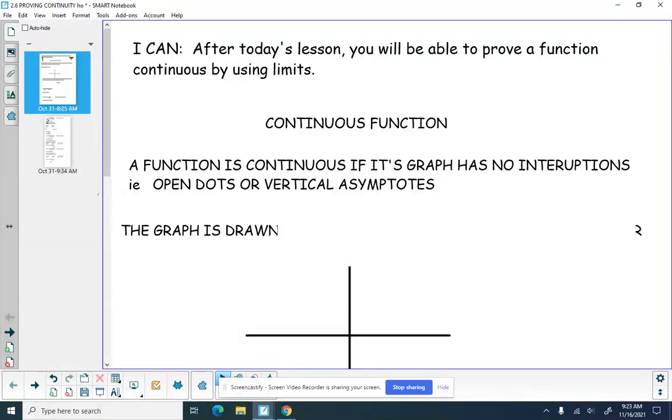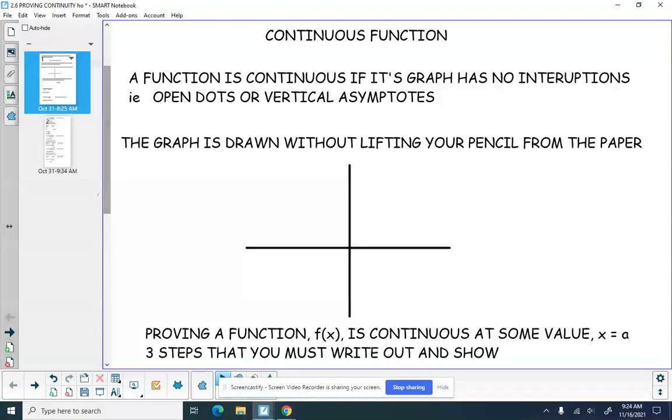Well, what do we mean by interruptions? What we mean is you have no open dots, no discontinuities, no vertical asymptotes. A graph can be drawn. Another way of stating this, a graph can be drawn without lifting your pencil from the paper. So you're looking at a graph, and you're going to be able to draw this graph without lifting that pencil. It is a smooth graph. So if I'm looking at x and f of x, it is a smooth graph that continues onwards.